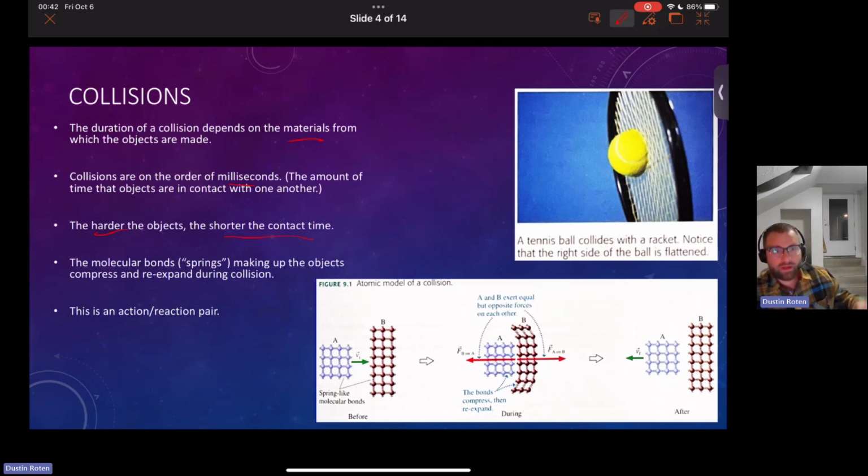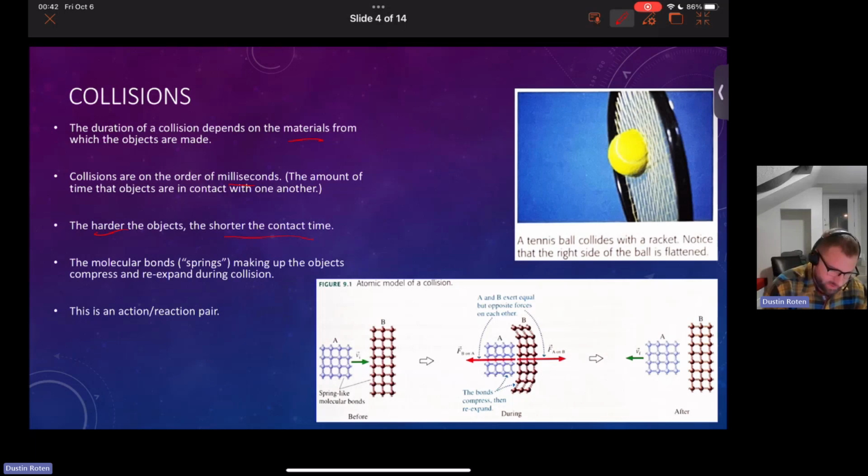And again, we're coming back to this idea of these molecular bonds as springs, the whole idea of where these forces are coming from. This is just the molecular bonds. We have an object coming in, and then those molecular bonds between the two objects compress, and then they're pushing back to decompress to return to the original shape. Those two forces are equal and opposite. That's where these collisions get their energy from.